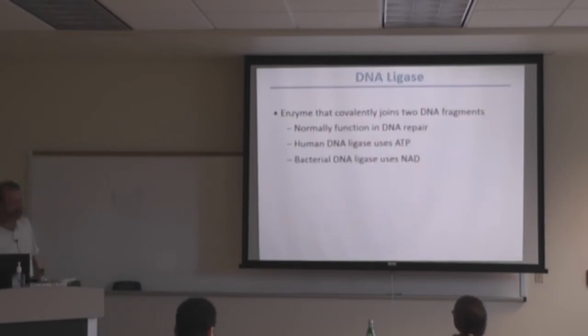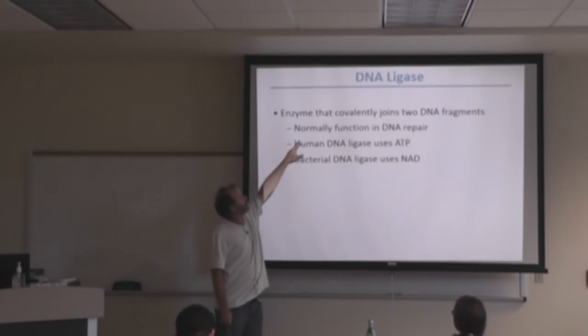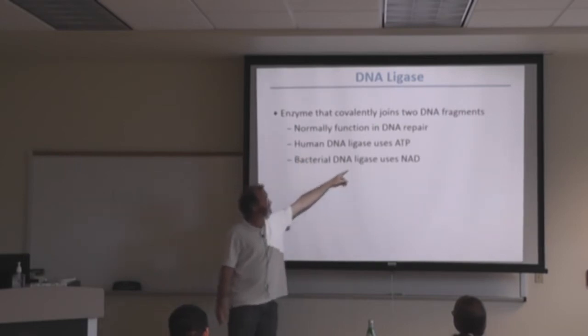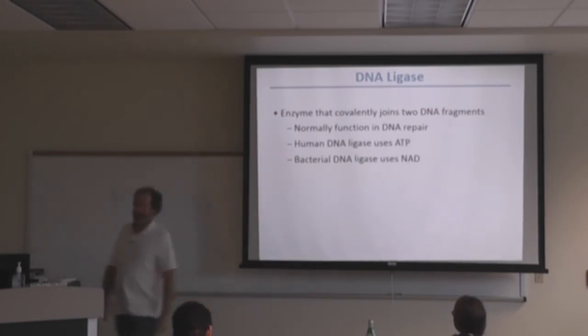So DNA ligase is an enzyme that covalently joins two DNA fragments, and normally functions in DNA repair and DNA replication. Human DNA ligase uses ATP, bacterial DNA ligase also uses NAD.